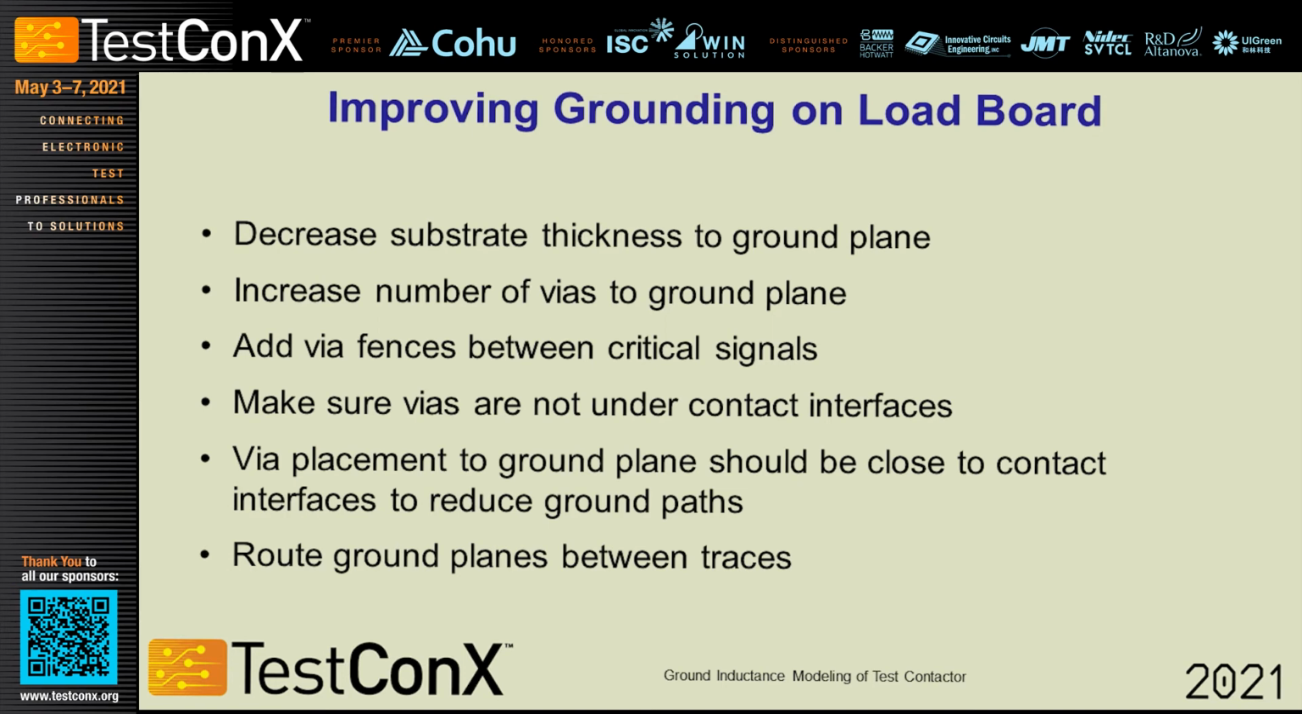Typically, to improve grounding on the load board, you want to add via fences. What that basically is, is a ground around the critical signals and then vias to the ground plane. Especially with clock signals or differential signals, you want to make sure you have that via fence so the noise from the clock signals isn't transmitted to some of the sensitive RF signals.